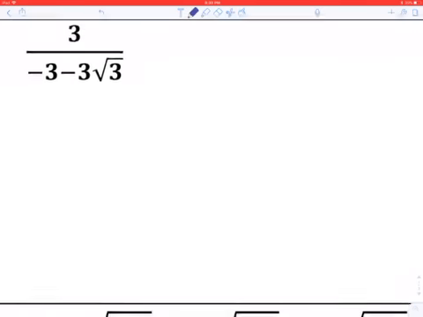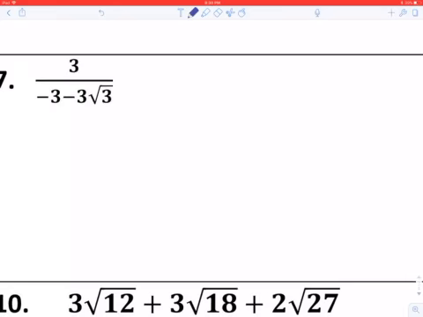All right, picking off with number 7. Number 7, if I notice that I have a GCF of -3 in the denominator, this would make my problem a lot easier by taking out that -3. So let's do that.